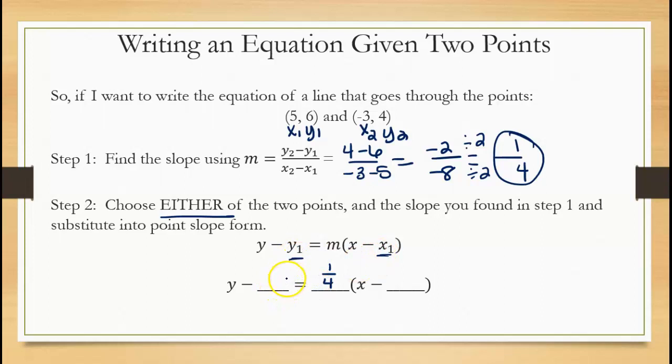So you could either have chosen the first point, which would be y minus 6 equals 1/4 times x minus 5, or you could have chosen the second point, y minus 4 equals 1/4 times x minus -3. These look different right now, but next time we're going to learn about turning these into slope-intercept form, and you'll notice that these end up being the exact same problem.